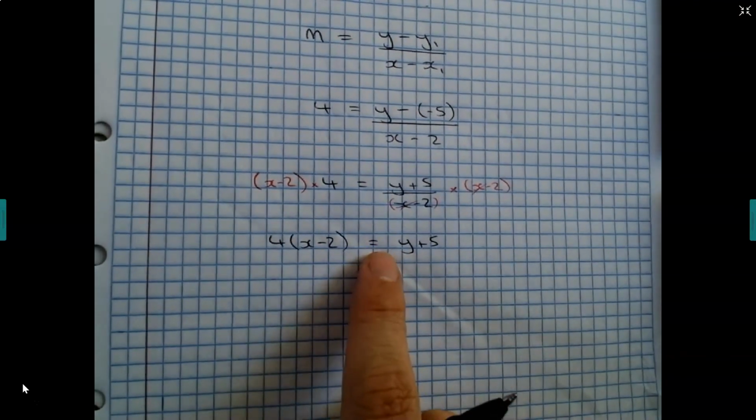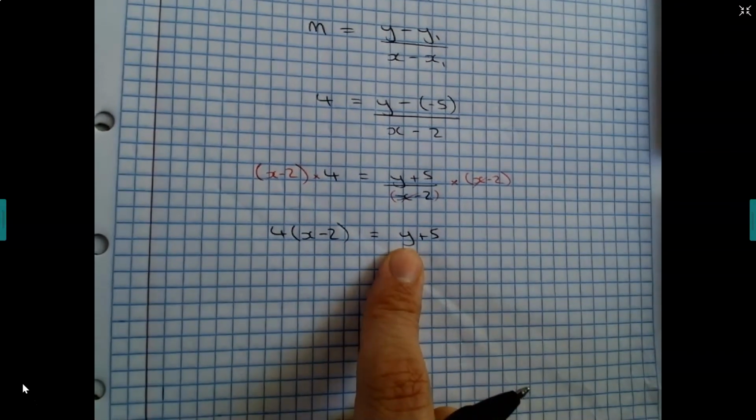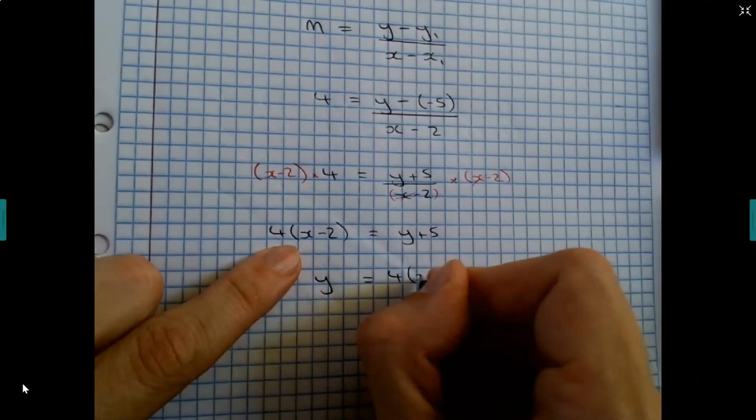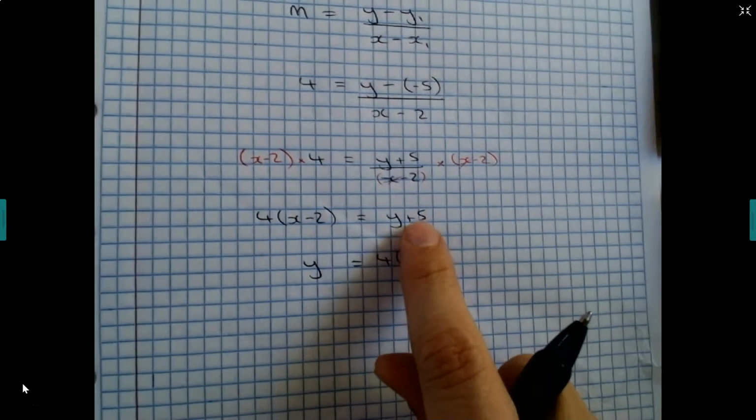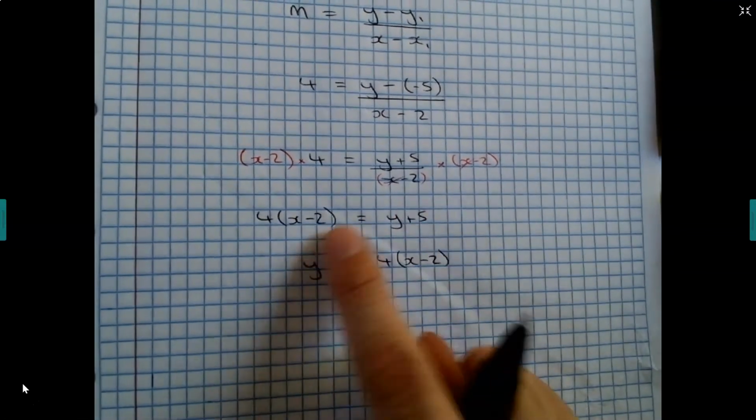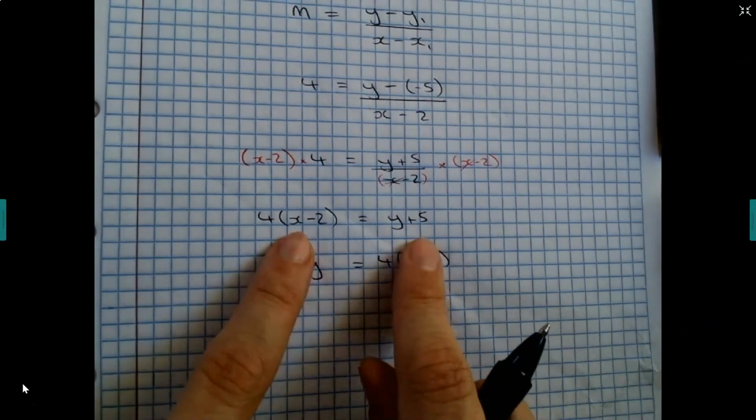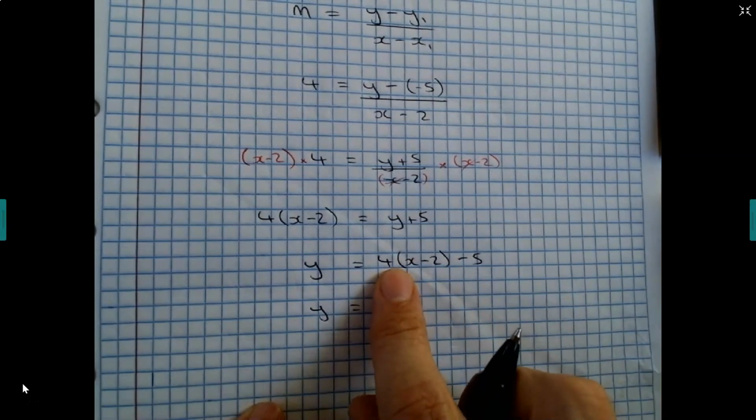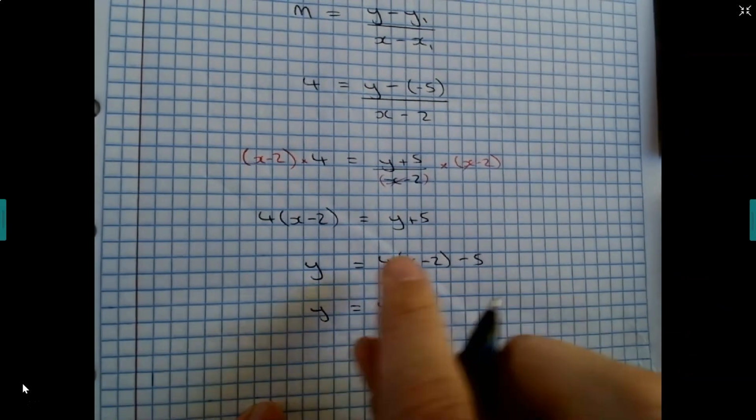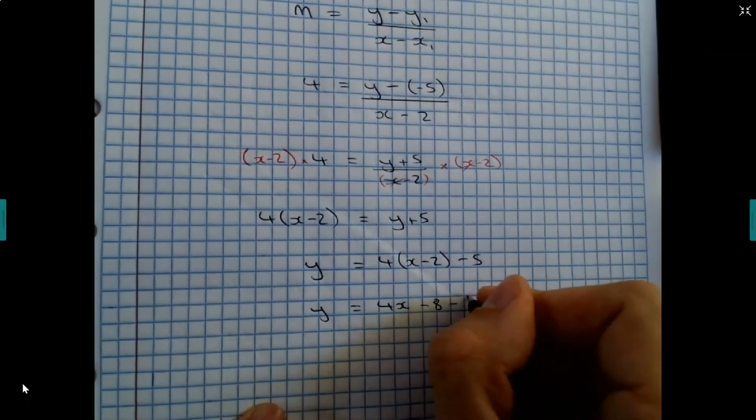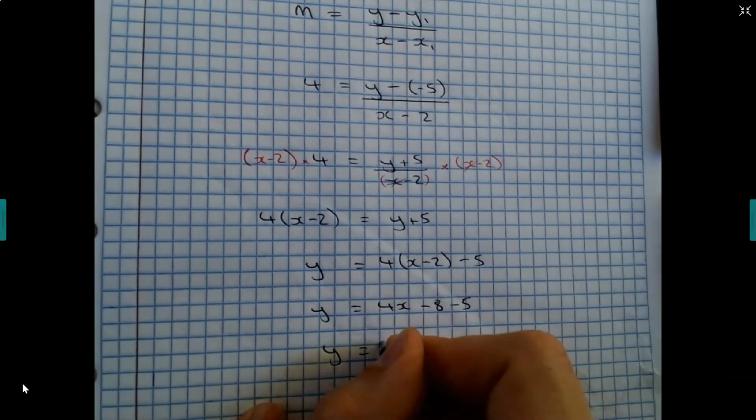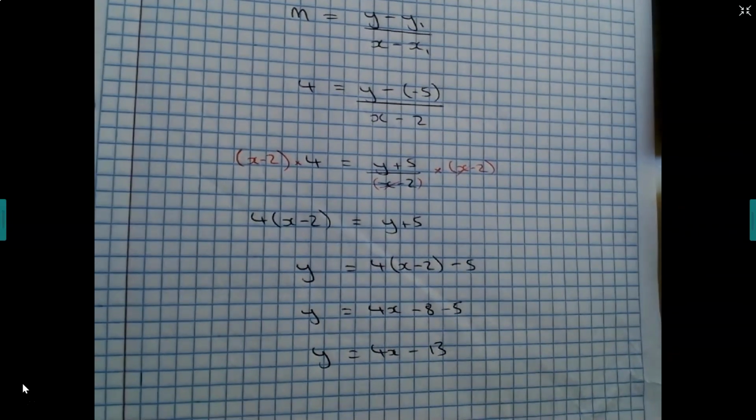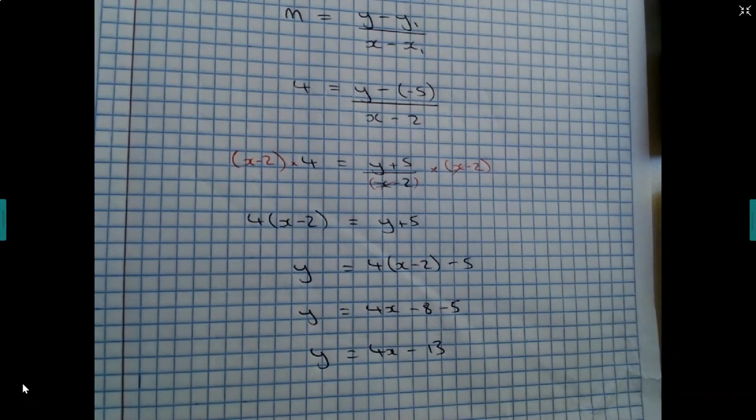Then let's rearrange to get it in gradient intercept form. So the y, if I was to write that on the left-hand side of the equation, let's leave this as is, 4 by x minus 2. If I'm getting rid of this plus 5, what do I have to do to both sides? Good, so I take 5. Therefore, y is equal to, let's expand this bracket, 4x and then minus 8 minus 5. So y is equal to 4x minus 13. Minus 8 minus 5 is minus 13.